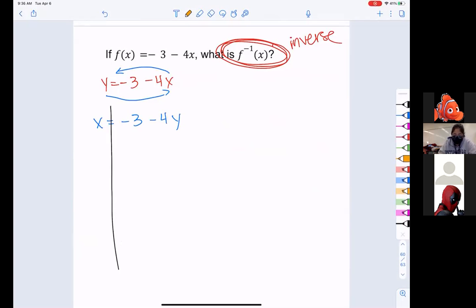Here's my question for you. Am I going to work with the -3 first or the -4? Think about it. This is a hard question. We'd go with PEMDAS, so what do we do first? We do it in reverse. So we would go with subtraction.